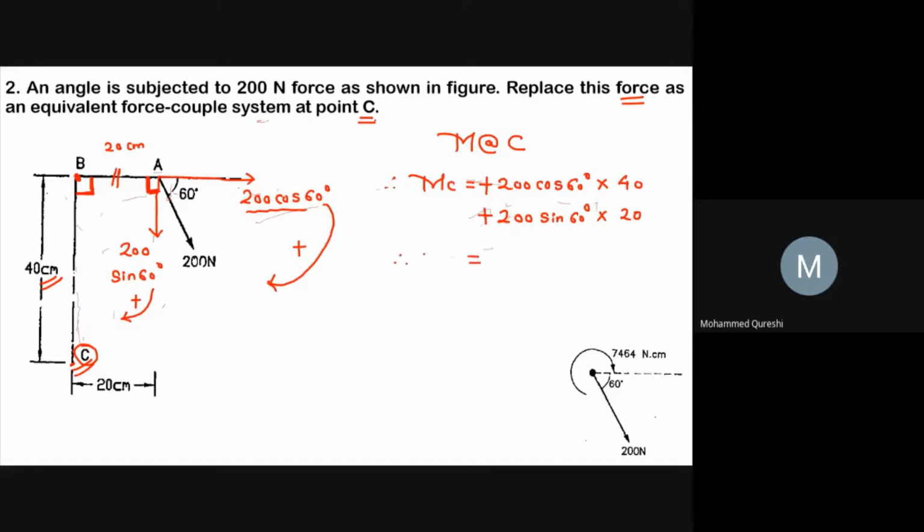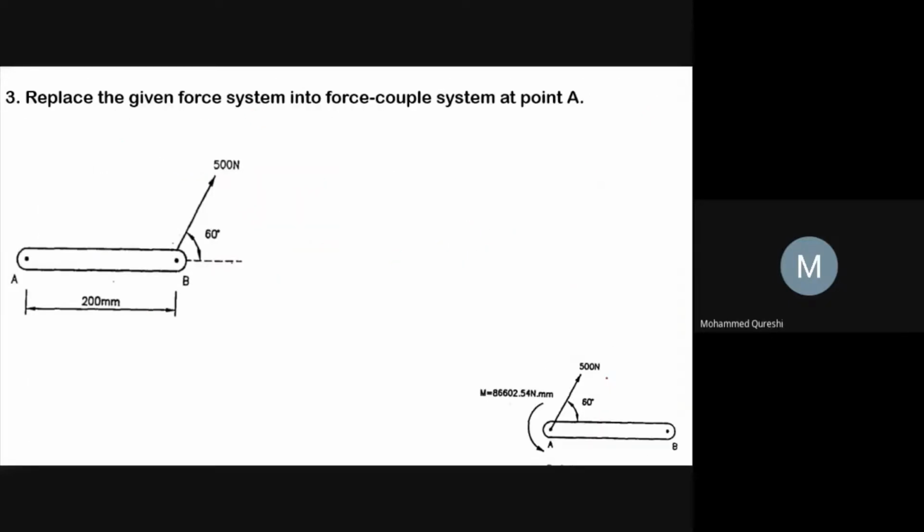So the value of moment about point C, after solving the above equation, you will get 7464 Newton into centimeter, and this is positive, hence I will denote by this direction. So here this 7464 Newton into centimeter in clockwise movement and replacing with 200 Newton force, making an angle 60 degree with the horizontal axis. Now we will go for another example.